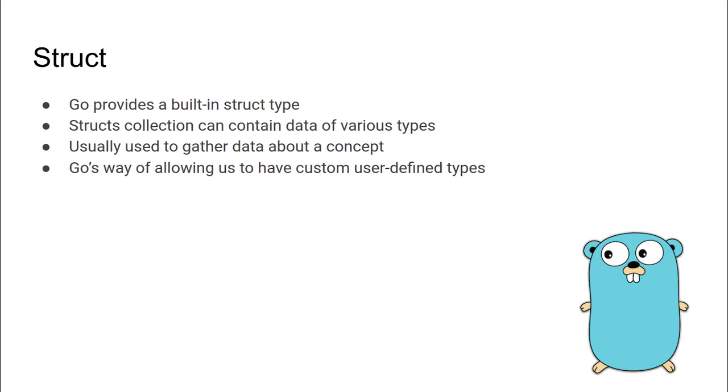Logically, we often use a struct in Go to have all of the data related to a logical concept in a single place. Apart from that, structs are also Go's way of having user-defined types in our programs. So let us now try to understand more about the working of structs in Go.